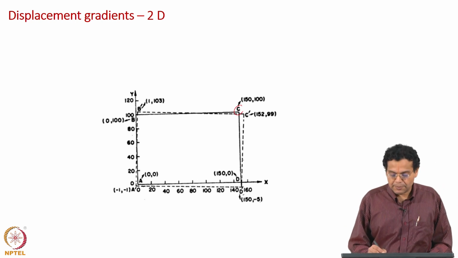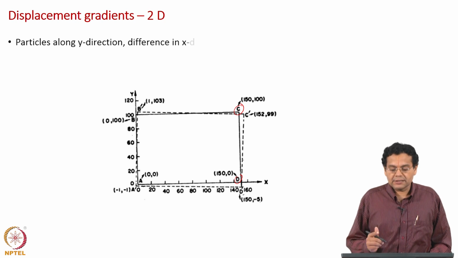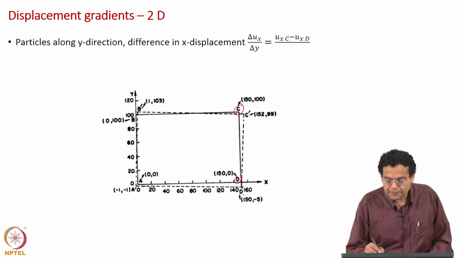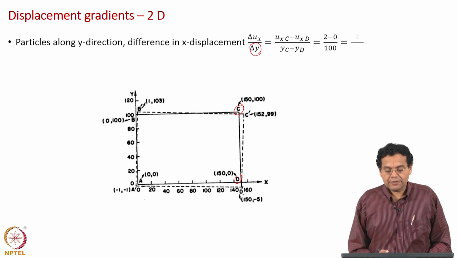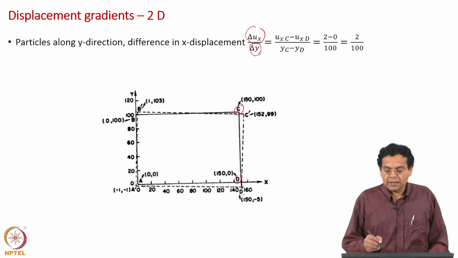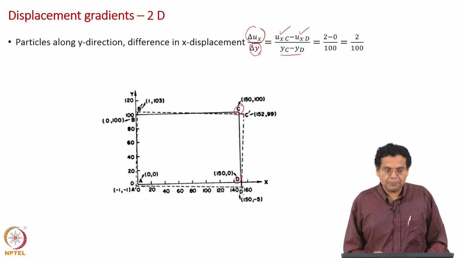We are going to consider particle C and particle D. So, particles along the y direction, first we will consider difference in their x displacement. How do you represent formally? Because we are considering particles along y direction, the denominator is delta y. Numerator, we are finding out difference in x displacement first. So, delta u x, which means that x displacement of C minus x displacement of D divided by the vertical distance between them, y c minus y d.